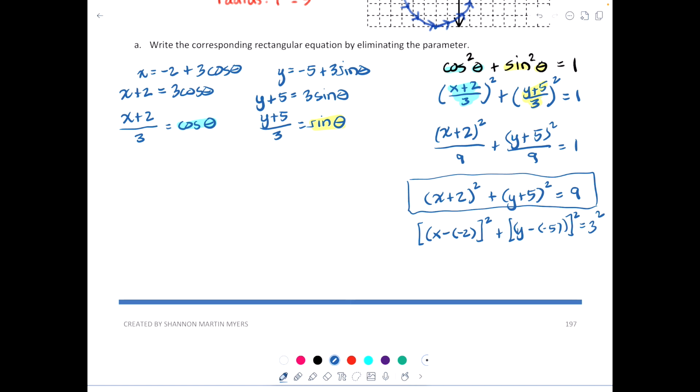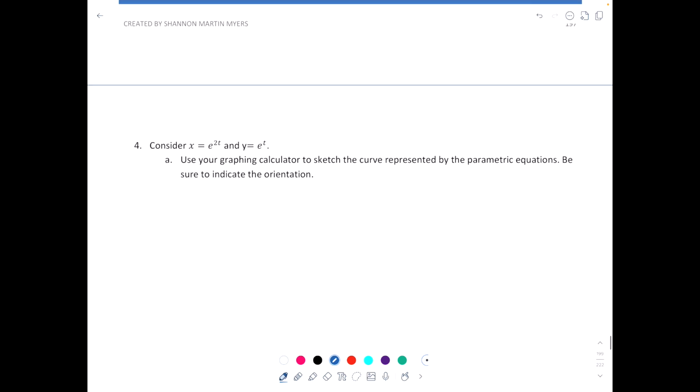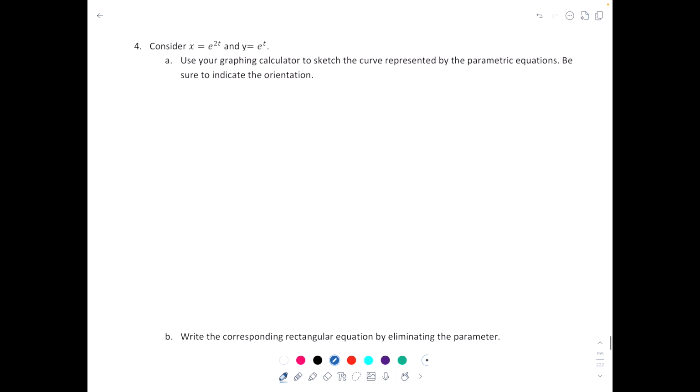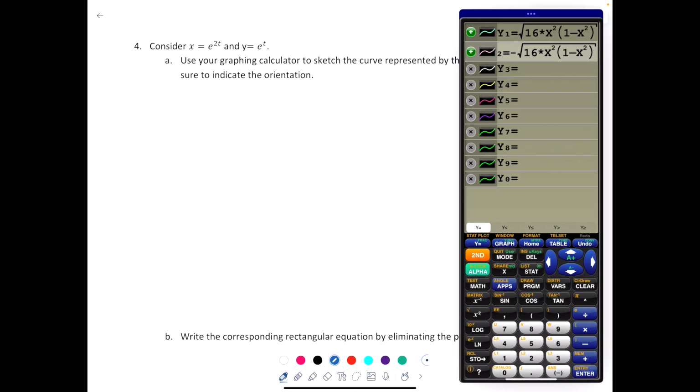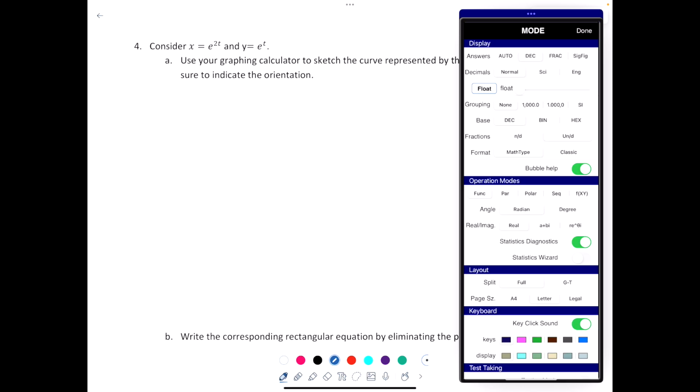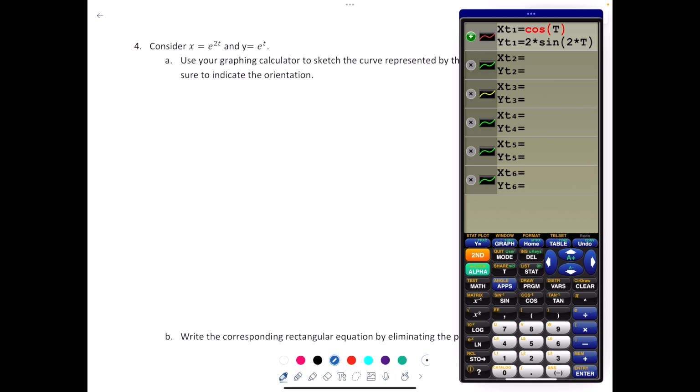Cool? Excellent. All right. So next up, we have x is equal to e to the 2t and y equals e to the t. So we want to use our graphing calculator to sketch the curve. We want to go back into parametric mode. And this time our variable will match. So we're going with, let's just clear these out.